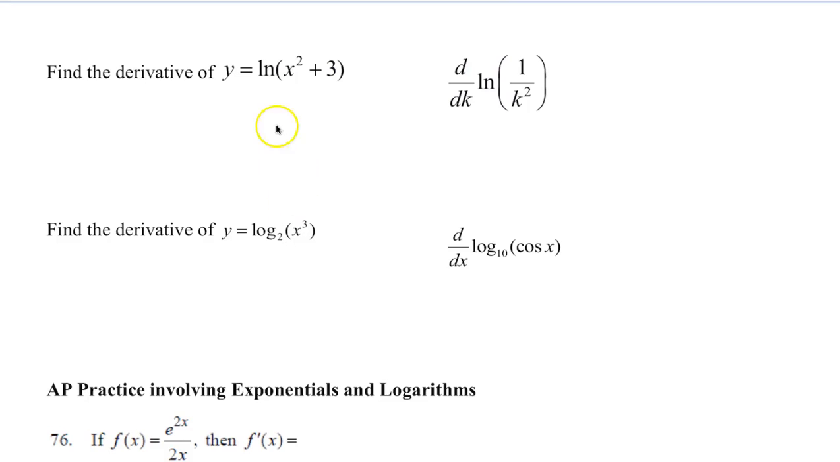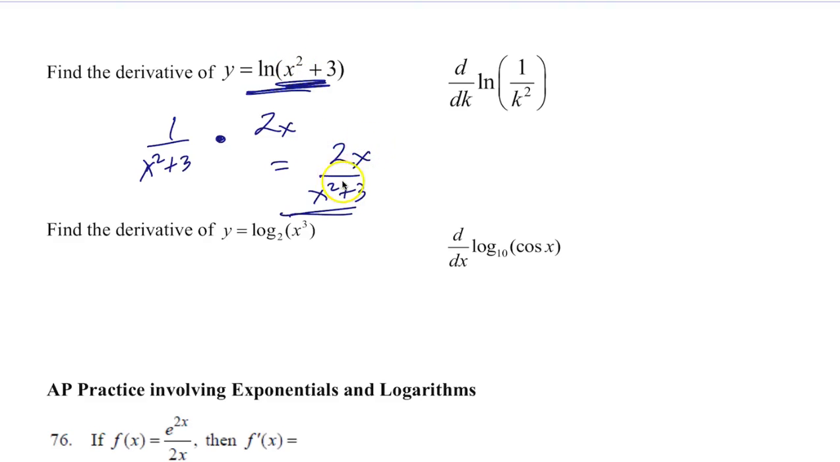Okay, so this first one here. So we want to take the derivative of this natural log. So remember the way natural log works? It's 1 over the inside times the derivative of the inside. Derivative of this guy is 2x. So I could simplify this to 2x over x squared plus 3. Remember that is locked in. Do not cancel out these x's. It doesn't work that way. This x squared plus 3 is locked.